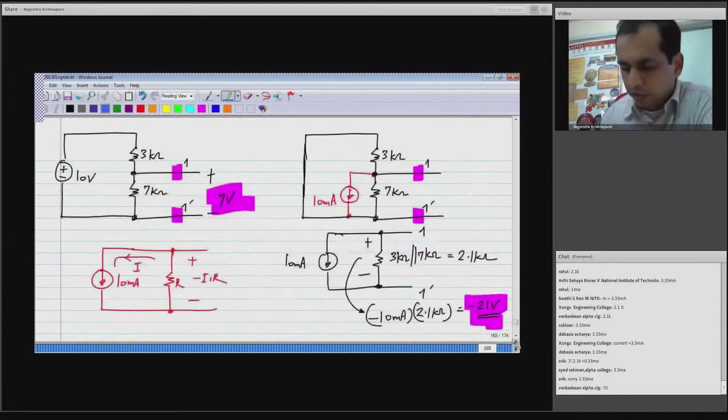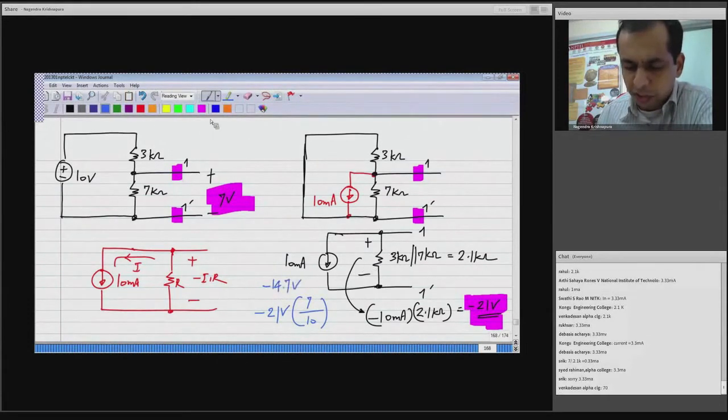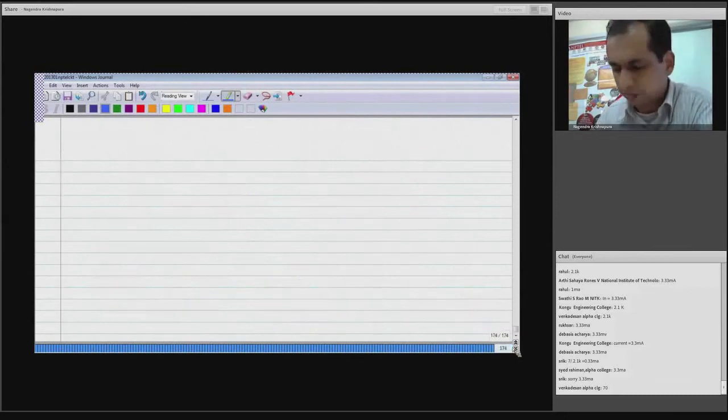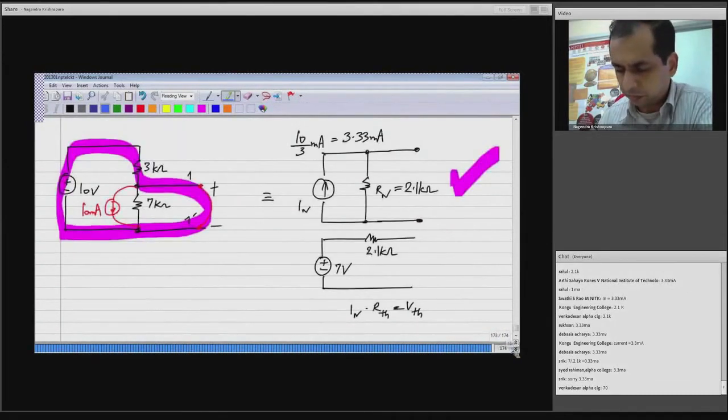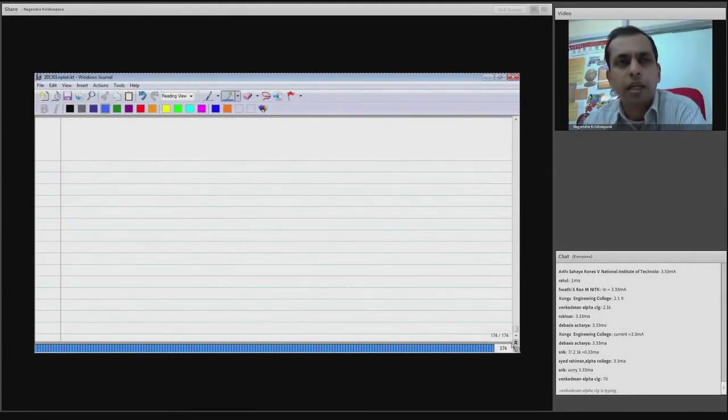Now the contribution of the current source, so this was minus 21 volts. Instead of that, it will be in proportion. Minus 21 volts times 7 by 10. That's the meaning of linearity, right? So you can calculate how much this is. This will be minus 14.7 volts, I believe. So instead of adding minus 21 to 7, you have to add minus 14.7 to 7. So the net voltage will be minus 7.7 volts. This is fine. Any questions?